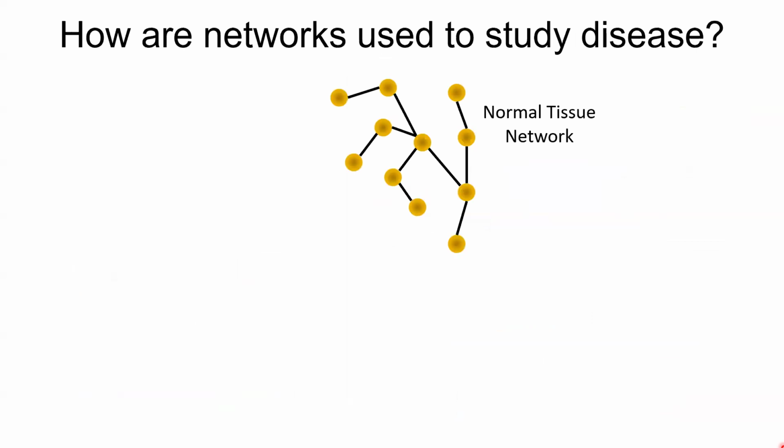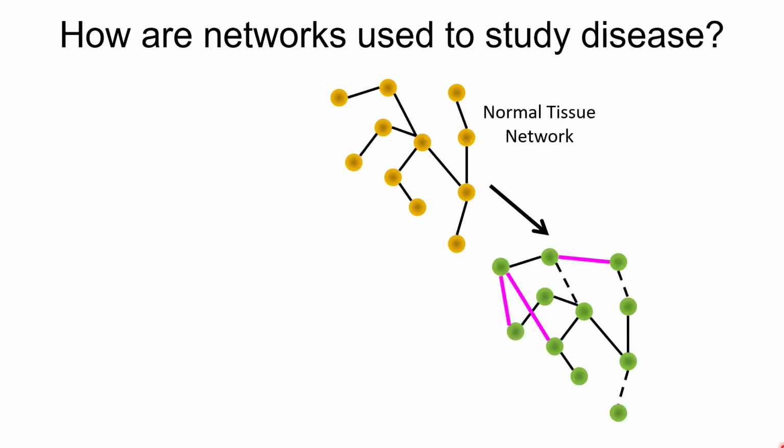But how are these networks used to study disease? So you can think about, in the context of a network, you might want to have a normal tissue network and compare it to a diseased tissue network. By comparing these networks, for example, by seeing edges that are lost and edges that are gained, you may be able to infer something important about disease.